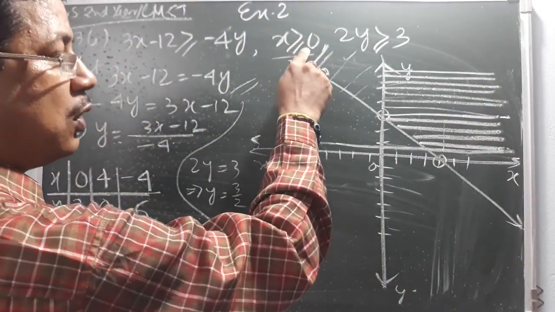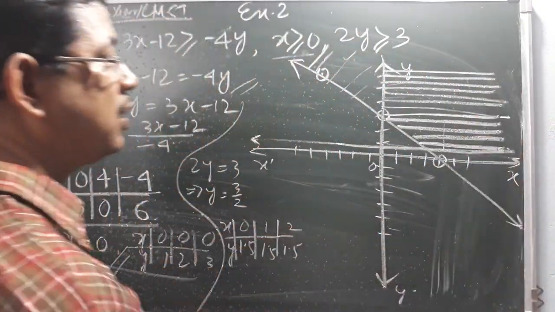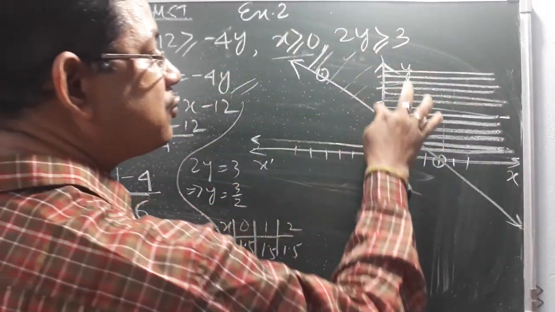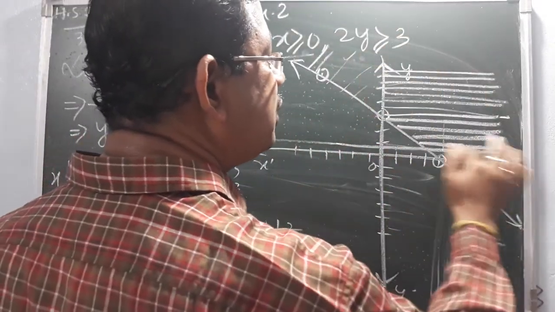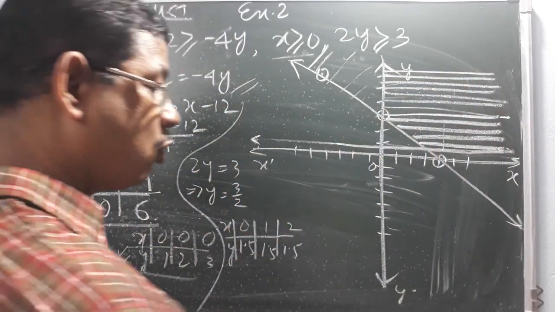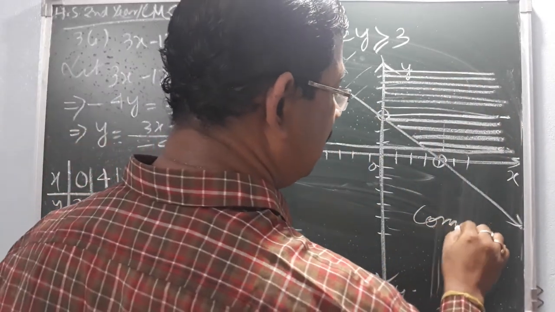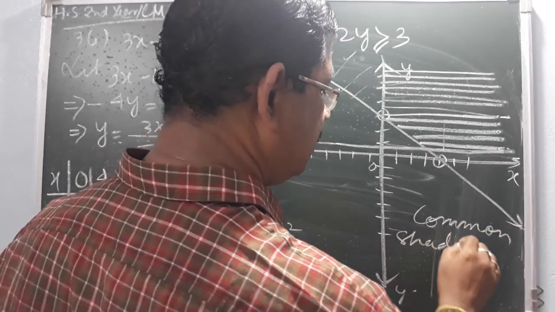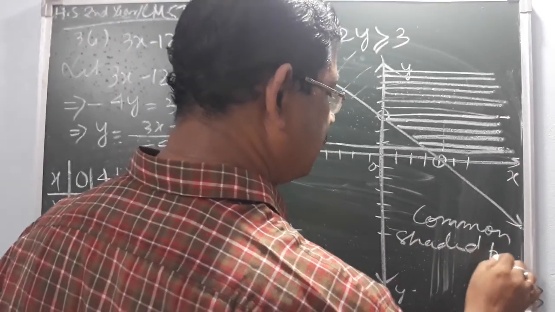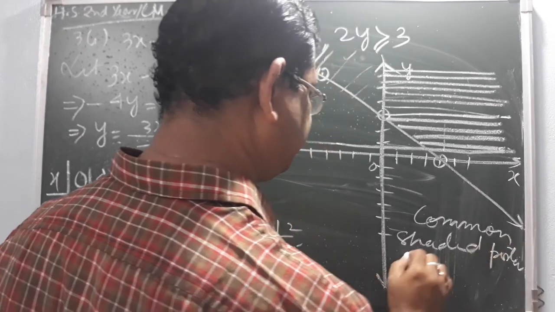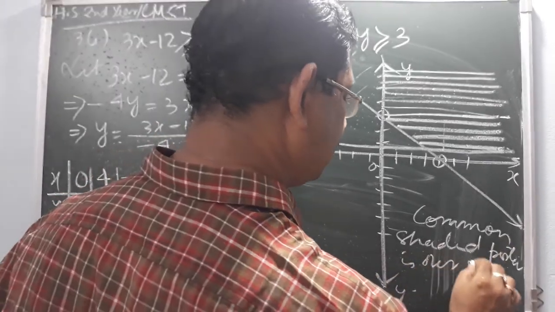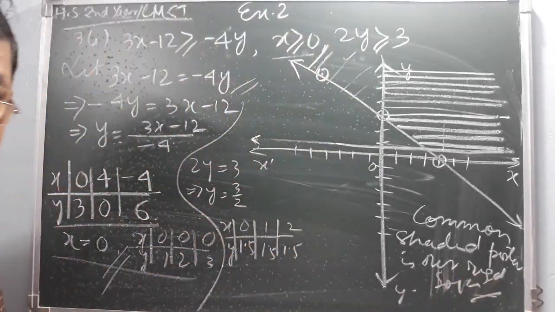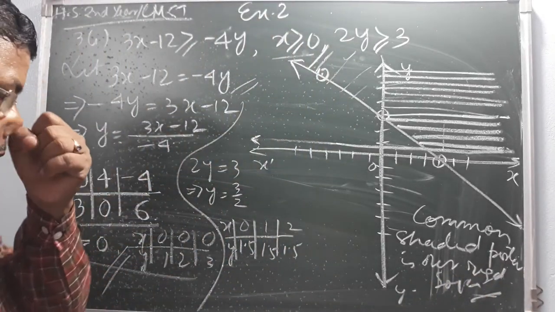As for this one, we shade that portion. As for this one, we shade the upper portion. So combined, the common shaded portion is this one, and the common shaded portion is our required solution. So students, this is the way we have to do the answer. Now I am going to speak in Bengali.